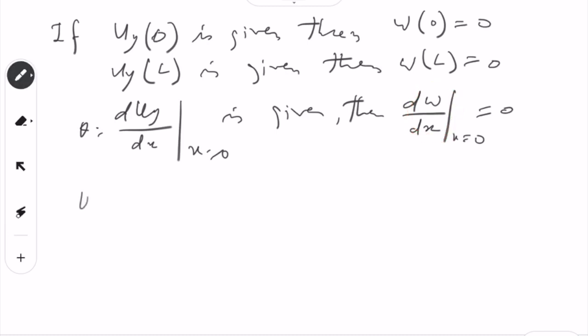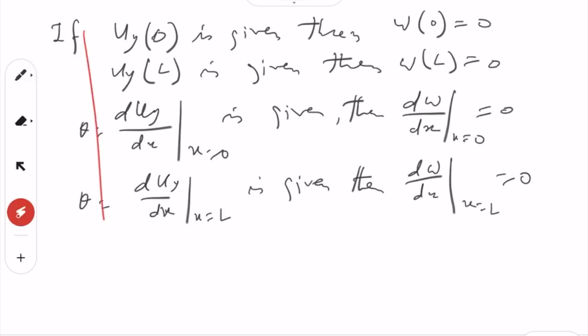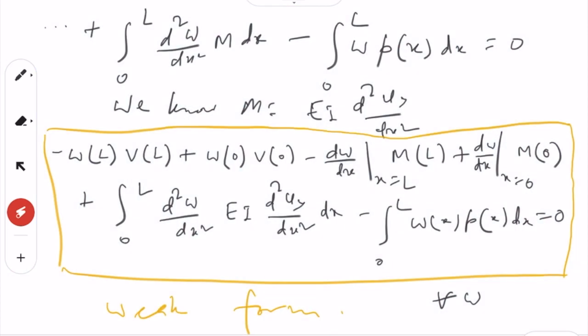Similarly, if theta equal to duy over dx at x equal to L is given, then accordingly dw over dx at x equal to L will be equal to 0. So, these are the conditions, and this is consistent with what we have been doing earlier. We can accordingly identify which will be 0 and which will not be 0. Basically, either this is given or this is given.